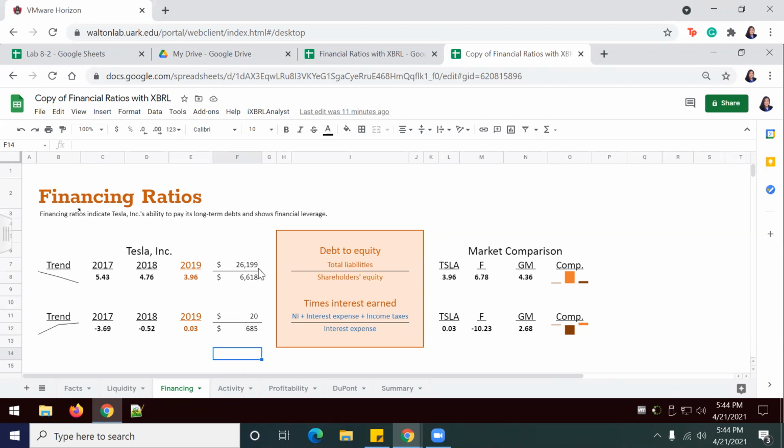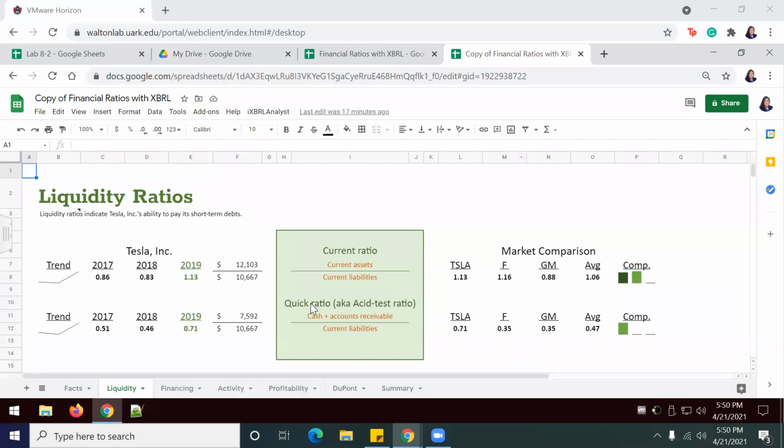Therefore, we see that compared to previous years, either their liabilities are decreasing or their shareholders' equity is increasing to allow that number to decrease over the past 3 years. Which is a good thing. You want less debt overall and more shareholders' equity. And when you're comparing it to the market, we see that Tesla has a lower debt-to-equity ratio compared to Ford and General Motors, which once again is a good thing.